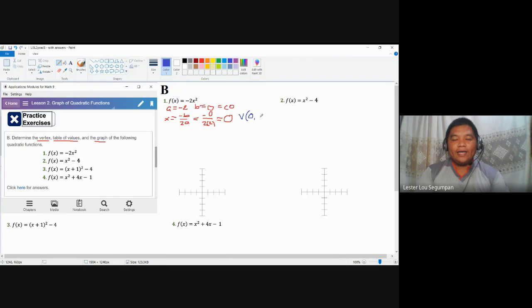As for the y, or the f of x coordinate, simply substitute this into the given. 0 squared is still 0, times negative 2, so we have 0. That's the value for our vertex. Our vertex is at the origin, 0, 0. The next task is to make the table of values.